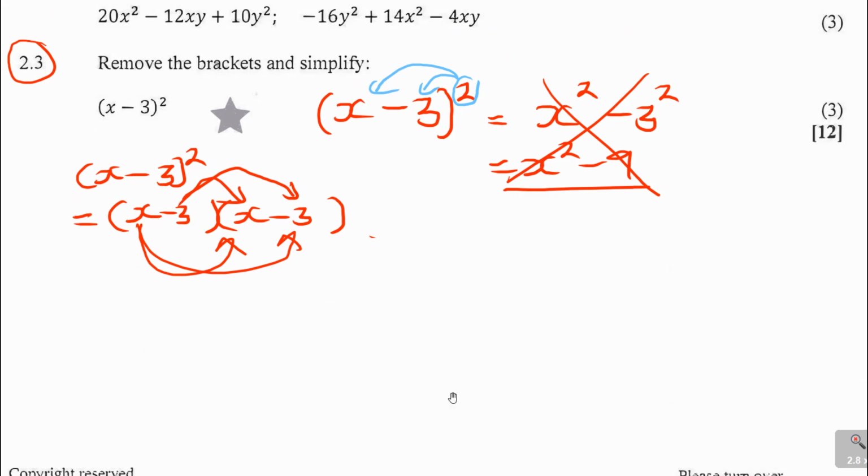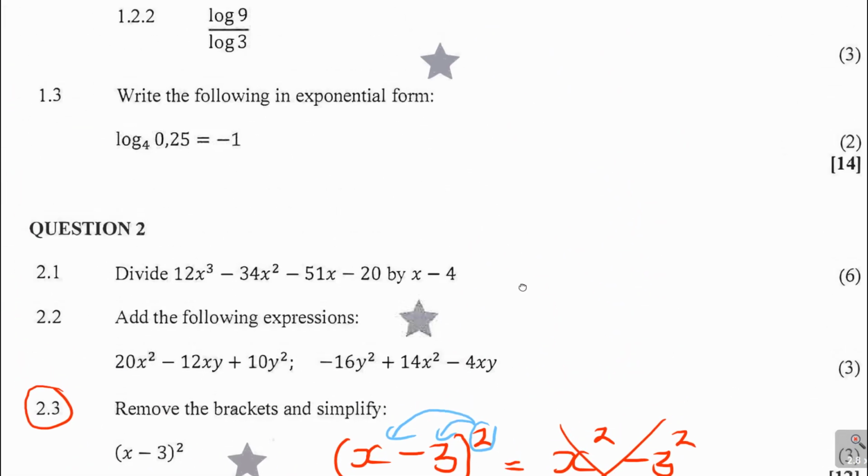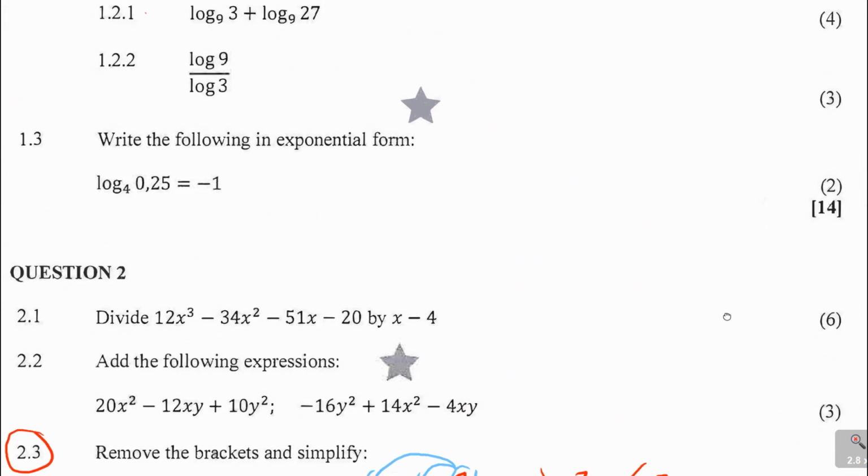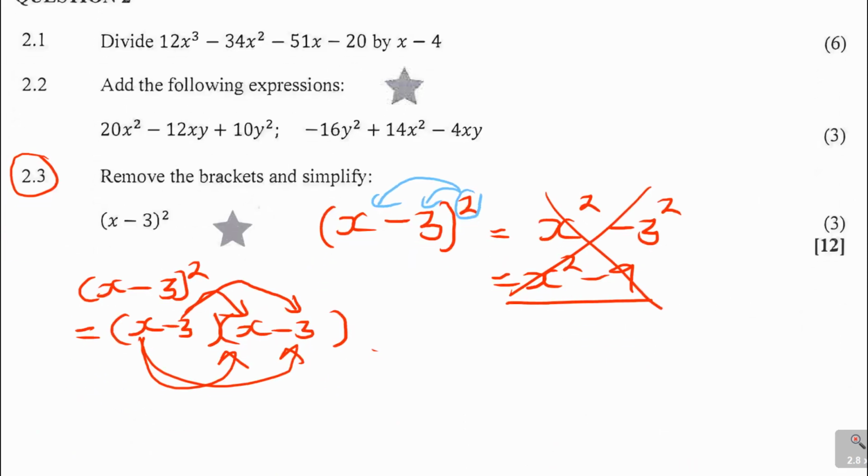Okay, so that was the first 12 marks. Question 1.1 was 14 marks. Question 2, 12 marks.